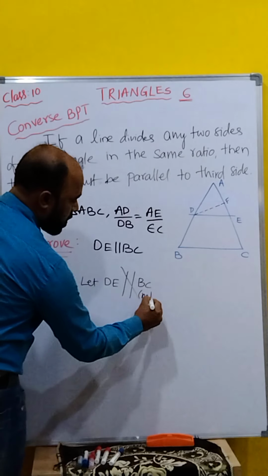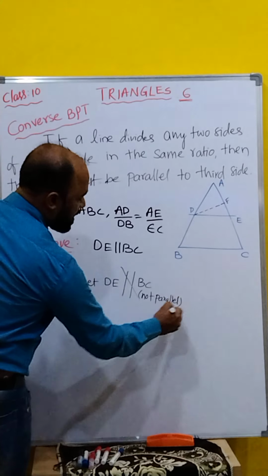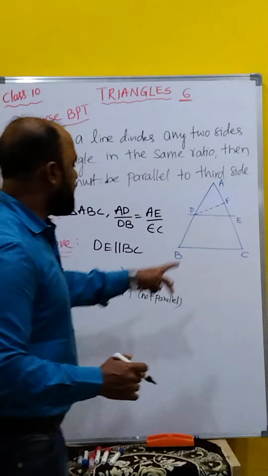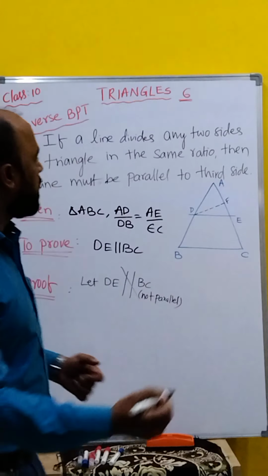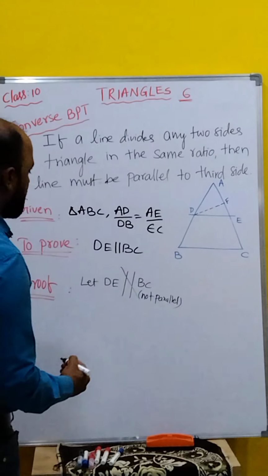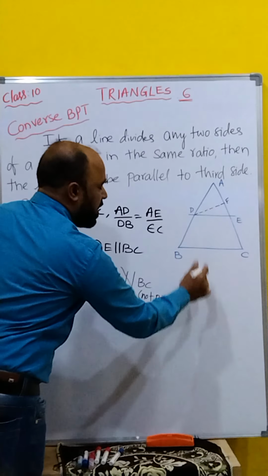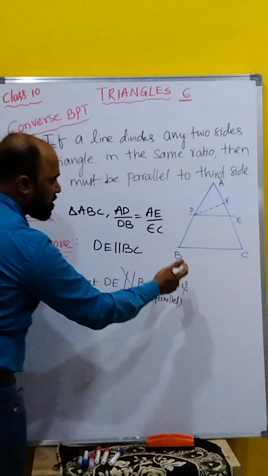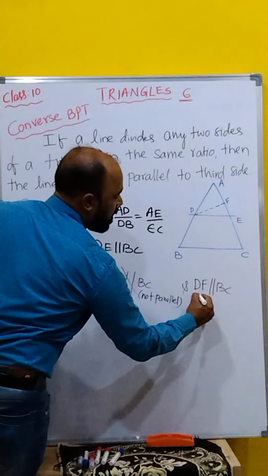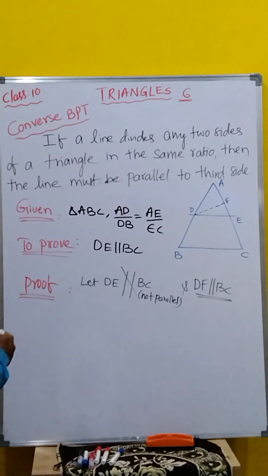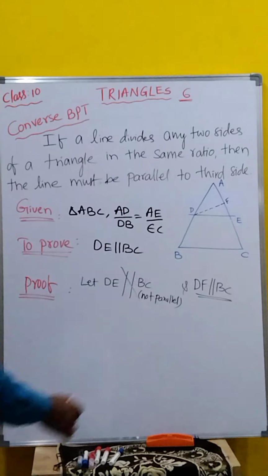Here, not parallel. Clear, children? DE is not parallel to BC means obviously another line must be parallel. The line I am assuming here is DF. DE is not parallel to BC means any other line, not only DF, any other line. But I am assuming here DF is parallel to BC. Clear, children? That is what we are assuming. DE not parallel, then DF is parallel to BC because it is on AC.